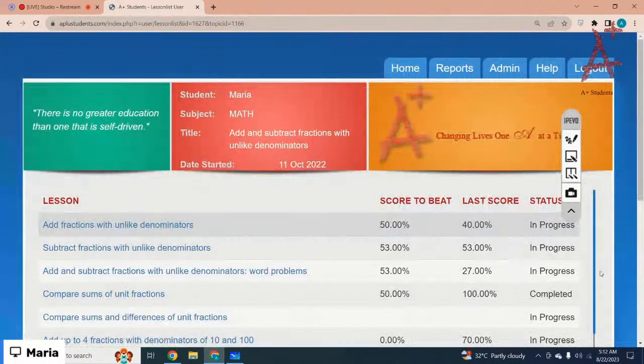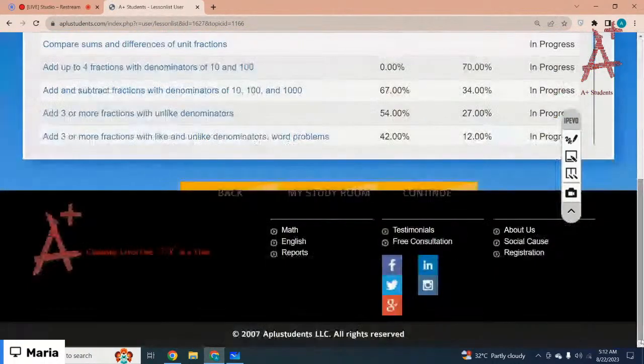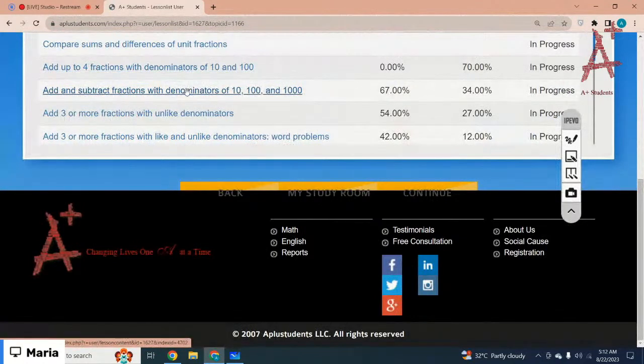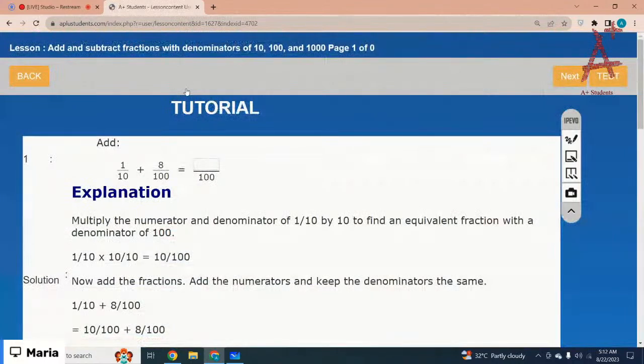Okay, the next one is add and subtract fractions with denominators of 10, 100 and 1000. They are exactly the same as what we just did. You have to add 1 over 10 plus 8 over 100. Let me explain how you add 1 over 10 plus 8 over 100.